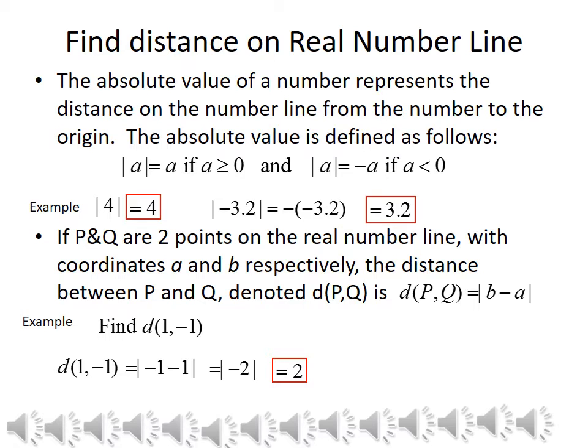And that makes sense. If you draw out your number line and you count the distance between negative 1 and 1, you go from negative 1 to 0, that's one space, and then from 0 to 1, that's a second space. So the distance between them is equal to 2.